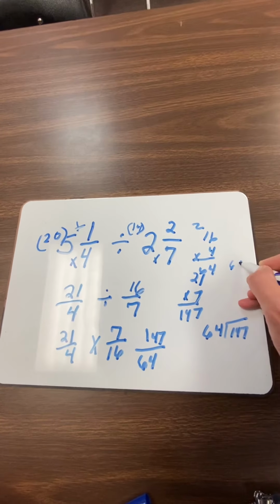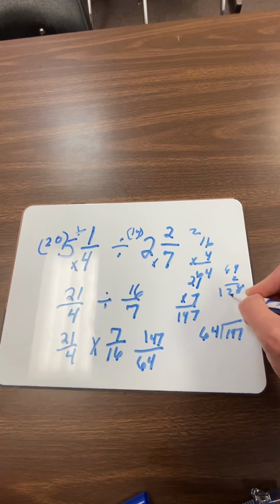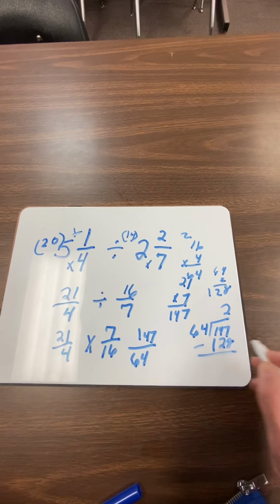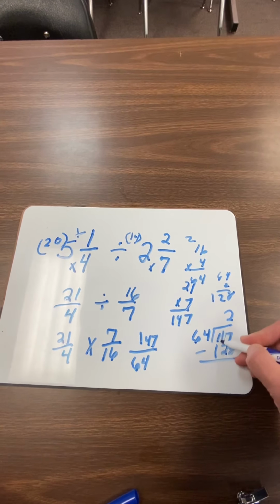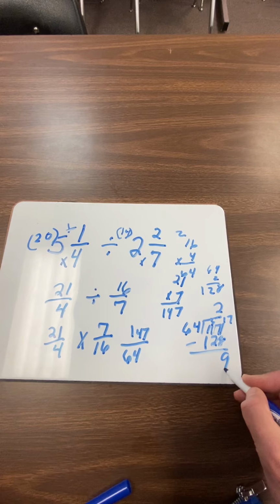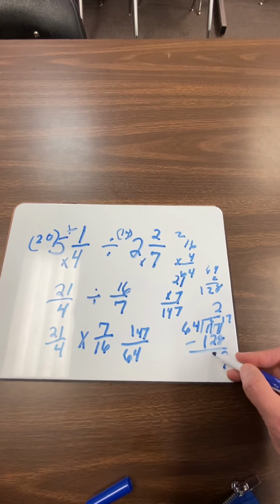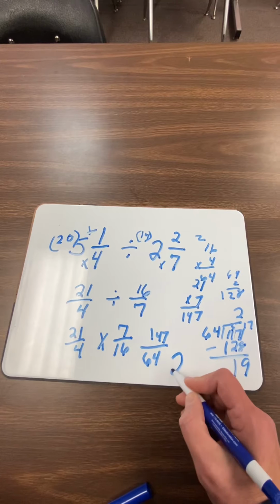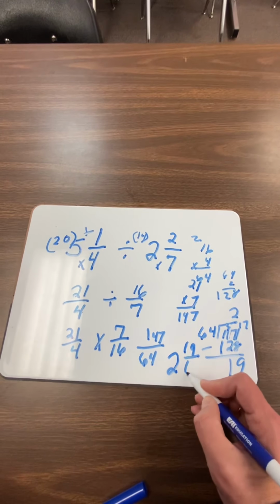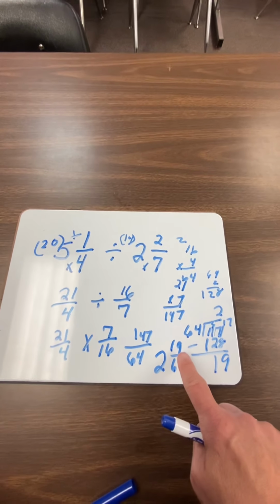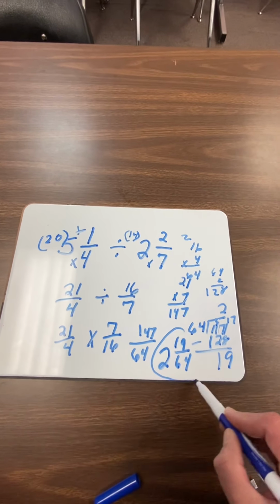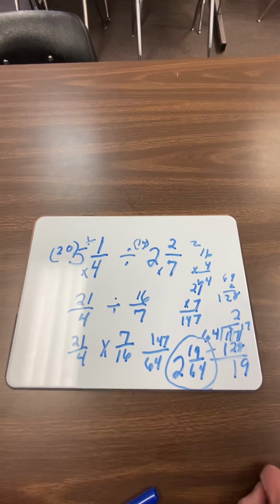So let's see. 64 times 2 is 128. So it's going to go 2 times 128. When you subtract, you can't take 8 from 7, so we have to borrow. Makes that a 3 and makes this a 17. 17 subtract 8 is 9. 3 subtract 2 is 1. So then your answer would be 2 as your whole number and 19/64. Well, 19 is a prime number because only 1 and 19 can go into it. 19 cannot go into 64, so it makes 2 and 19/64 your answer.